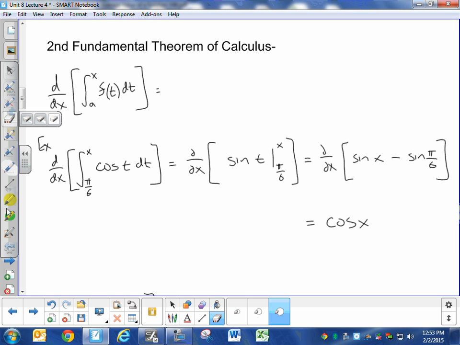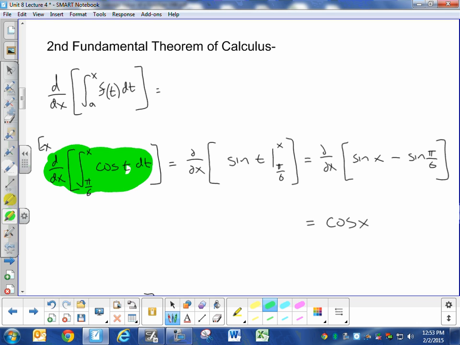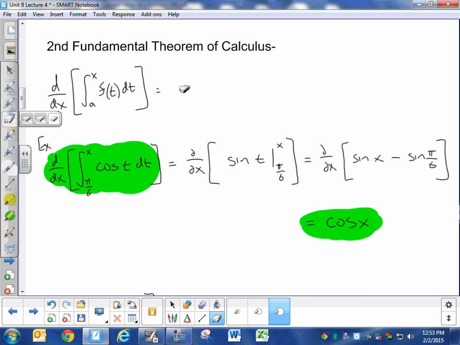Well, we started with the derivative of this integral from a value to x of cosine t, and we ended up with cosine x. Maybe before we talk about it in general, what if I attempt to change the pi over 6 to a pi over 2?